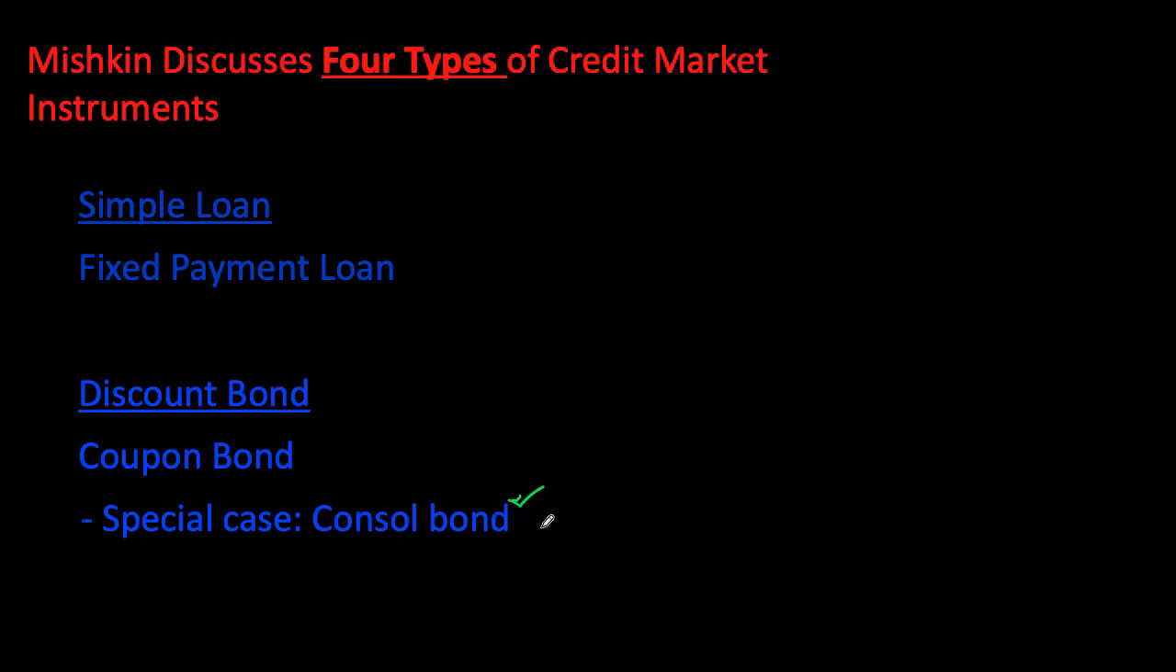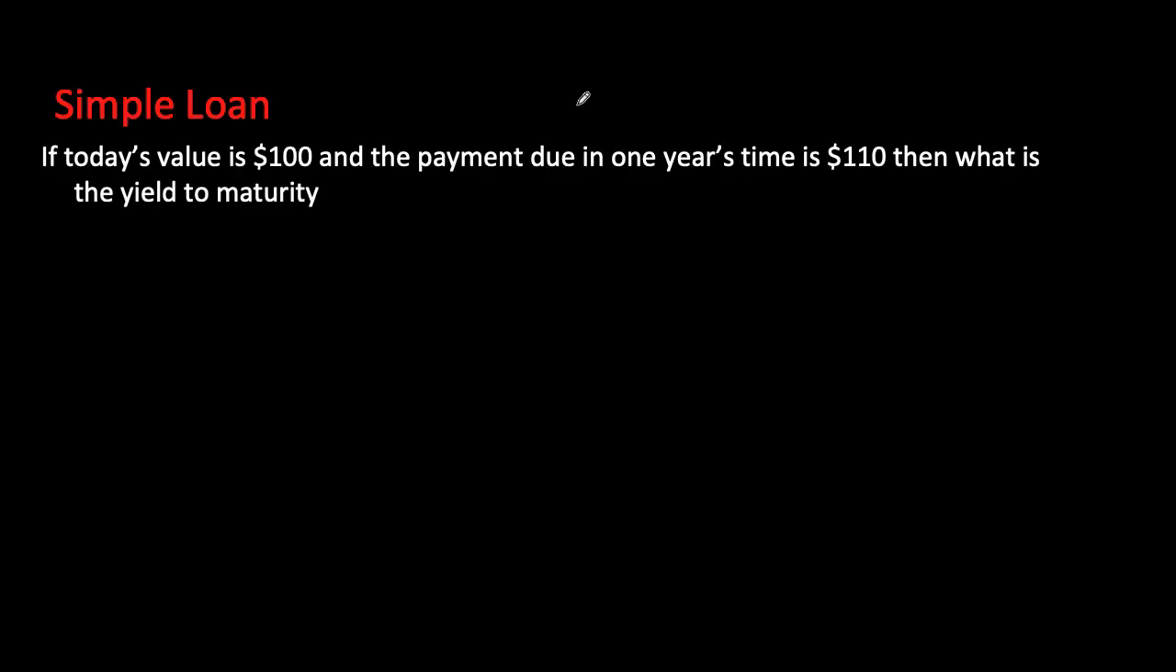Also, we'll note that the simple loan and the discount bond have the exact same type of income stream. So if the income stream is identical, the formulas that we end up with will also be exactly the same. So let's start with an example for a simple loan. If you are lending out $100 today and you're promised $110 in the future, what is the yield to maturity for this simple loan?